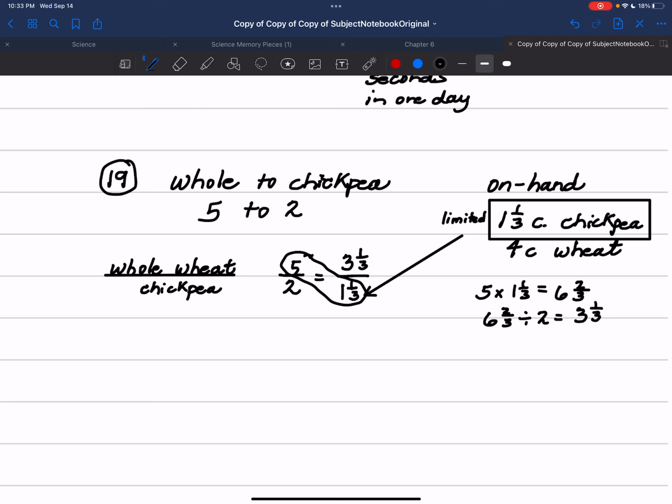So if you dump all the chickpea flour you have into a bowl, you will need 3 1/3 cups of whole wheat to go with it. We are reducing this recipe to match the ingredients that we have. So you have 4 cups of whole wheat. You only need 3 1/3 cups in this reduced recipe. So 4 minus 3 1/3 is 2/3. So you will have used all the chickpea flour, but you'll have 2/3 of a cup of whole wheat left over.